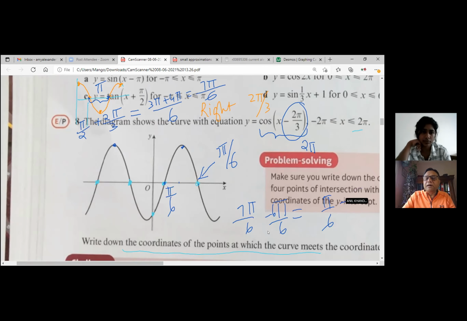Now again take away pi from here. Go left. So if you take away pi from pi by 6, what do you get? Minus 5 pi by 6. Yeah. Again take away pi from here, right? So minus pi. Minus 11 pi by 6. Yeah. So when I say take away pi, it means minus 6 pi by 6, correct? So because you see how easily we got all the points.